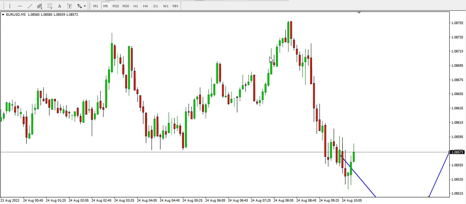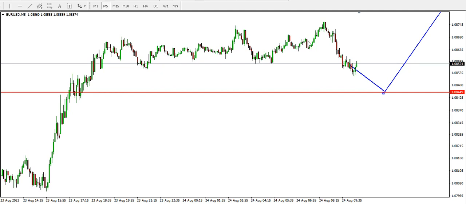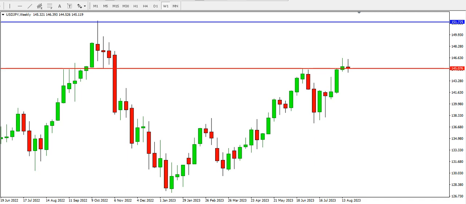5 minutes time frame is ranging, and it's already showing that price has broken below the range. We have a range breakout to the downside. So let's quickly look at USDJPY on the weekly time frame.